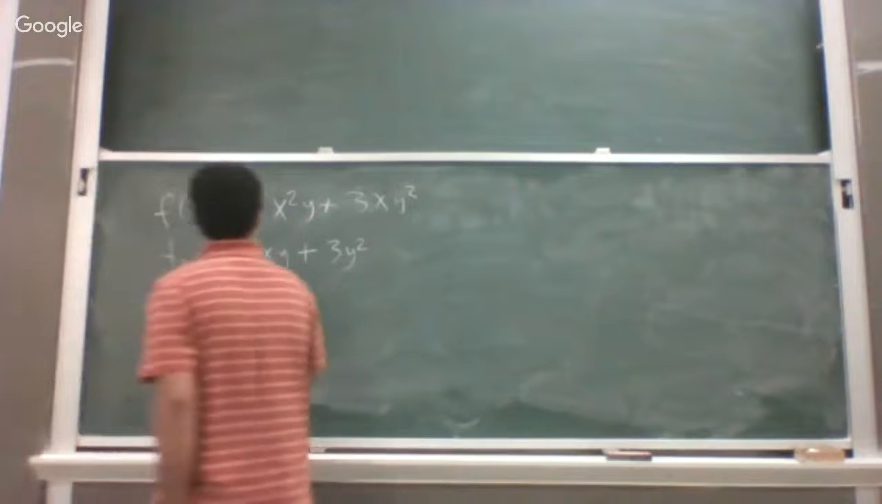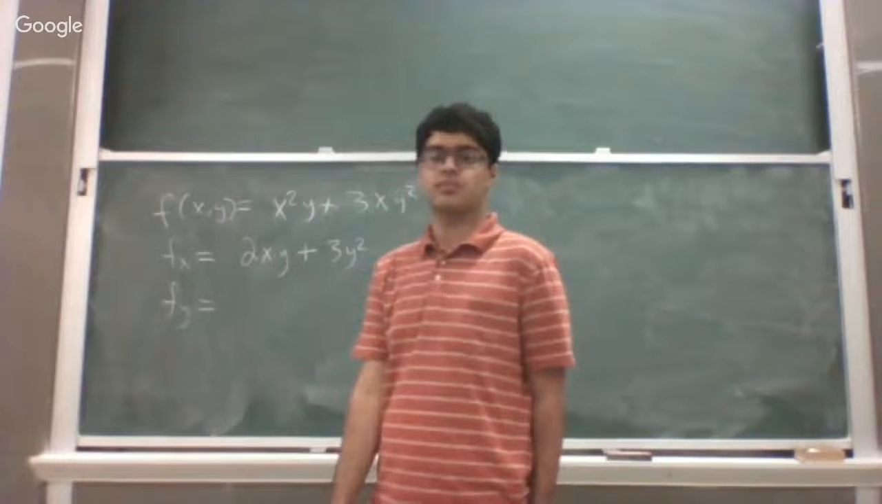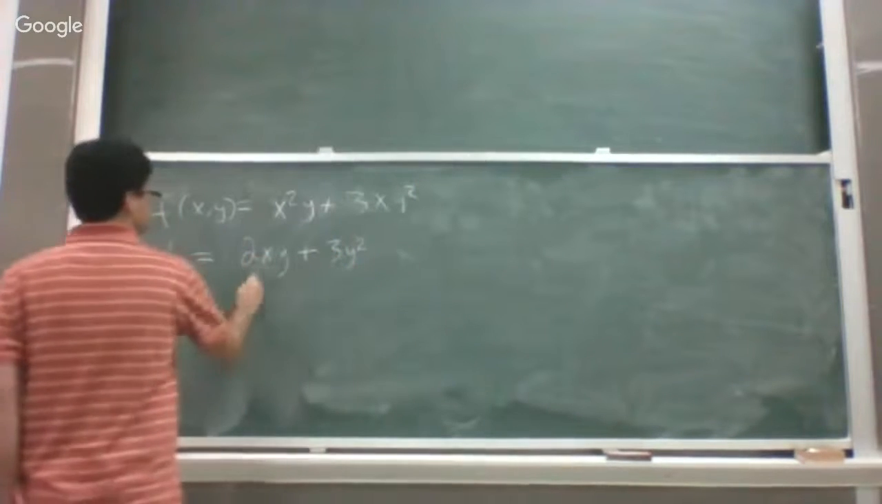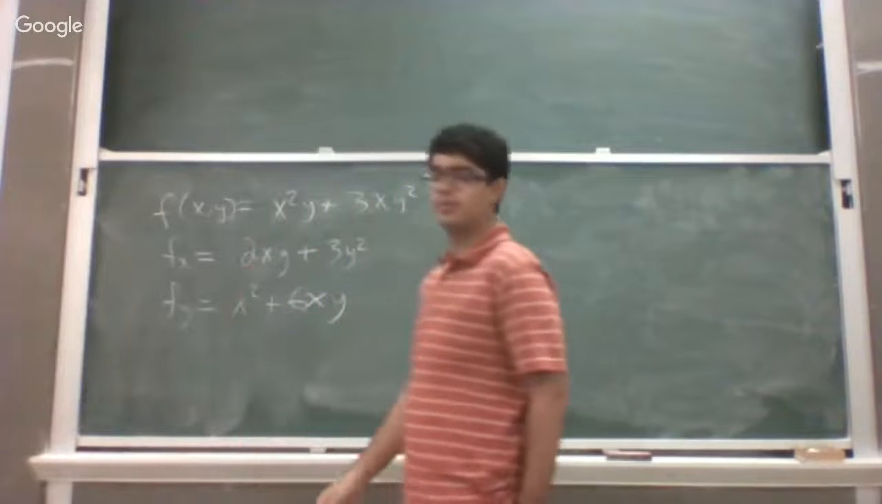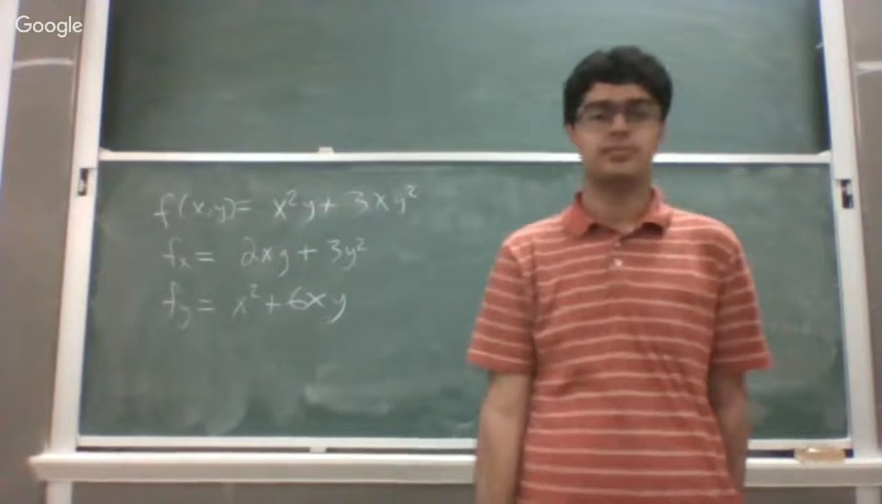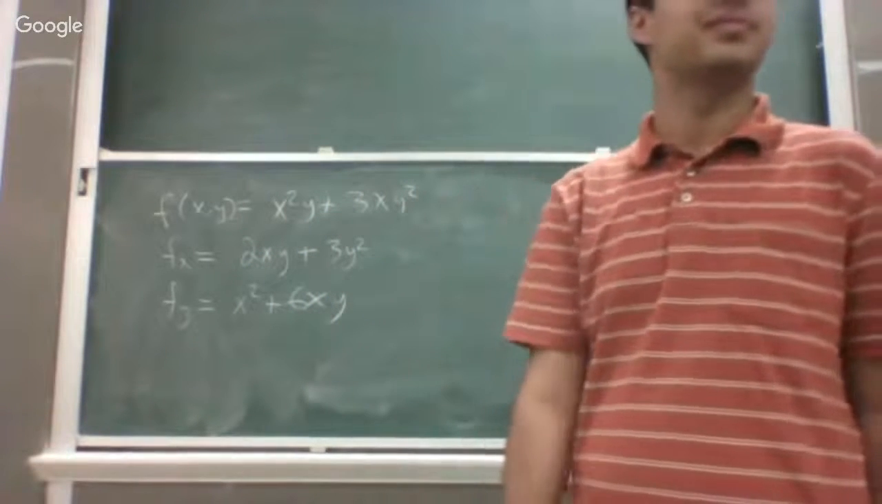F of y would be equal to what? x squared plus 6xy. Sorry, 6xy.